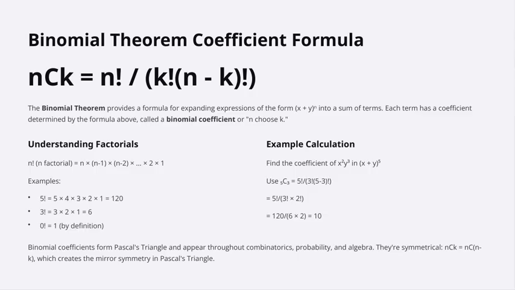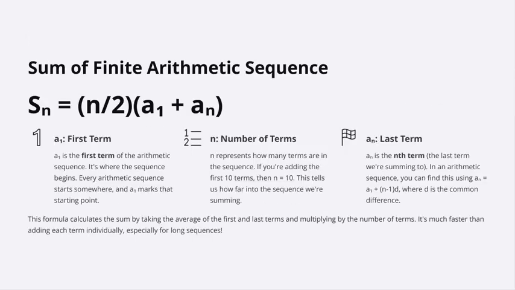Let's break down the sum of a finite arithmetic sequence using this handy formula. Sn equals n divided by 2, multiplied by the sum of the first term, a1, and the last term, an. First, a1 represents the very first term of our sequence. It's where everything begins, so understanding a1 helps us set the starting point for our calculations.